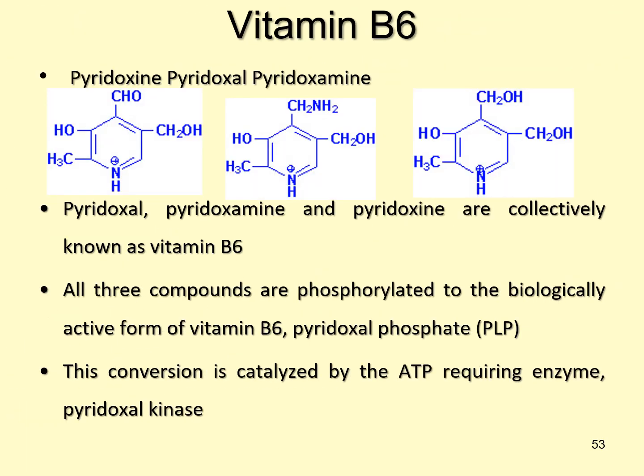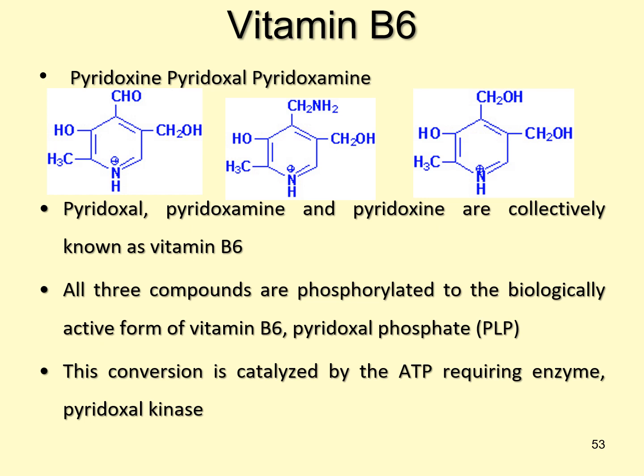And when you come to vitamin B6, it has different names like pyridoxine, pyridoxal, and pyridoxamine, based simply on the functional group attached to the ring. Pyridoxal means an aldehyde functional group, pyridoxamine means an amine functional group, and pyridoxine has an OH functional group. They are collectively known as vitamin B6, and all 3 compounds are phosphorylated to the biologically active form of vitamin B6. Pyridoxal phosphate or PLP is the coenzyme for vitamin B6.